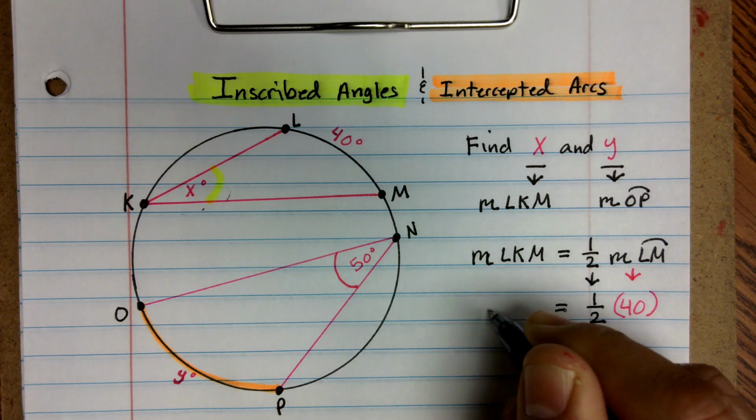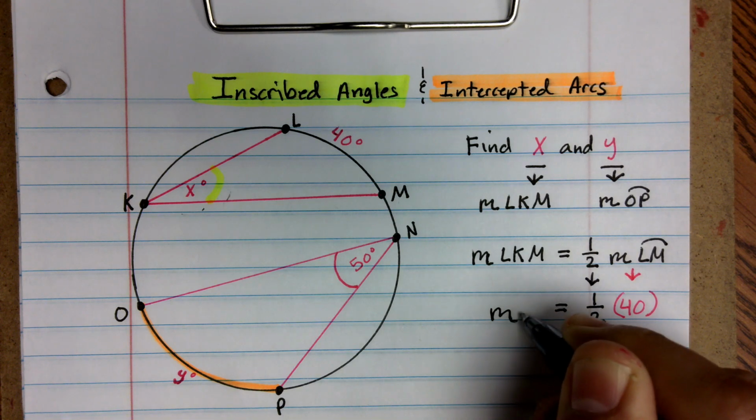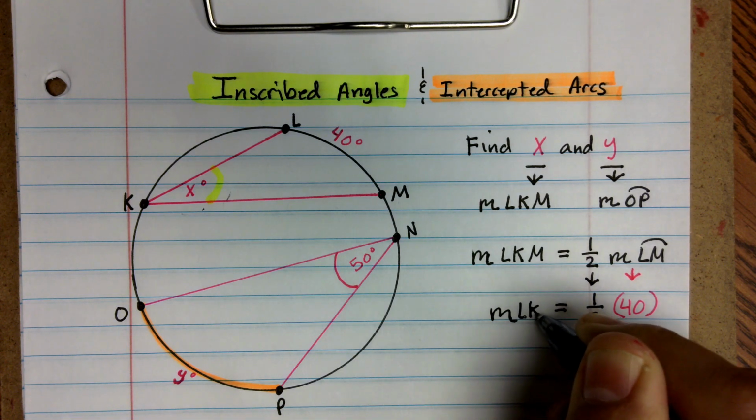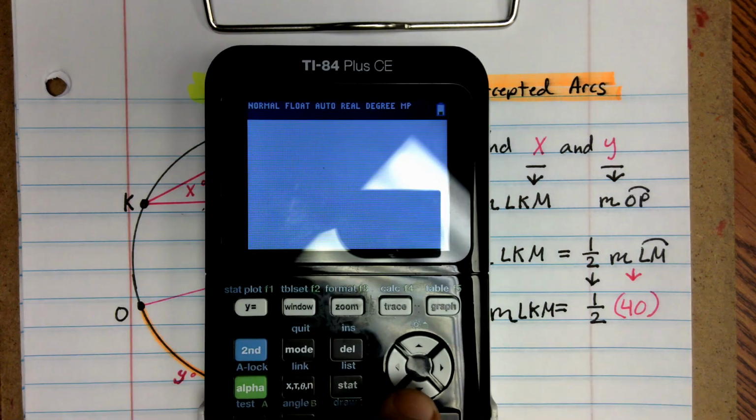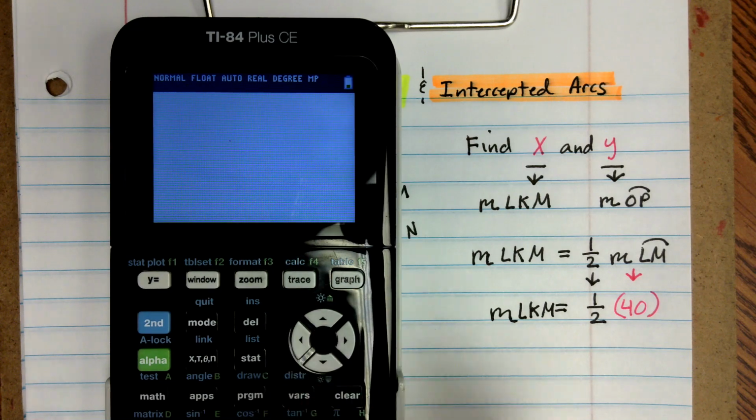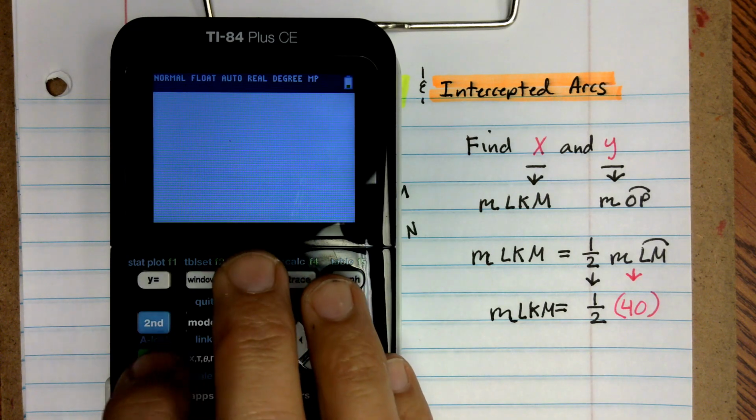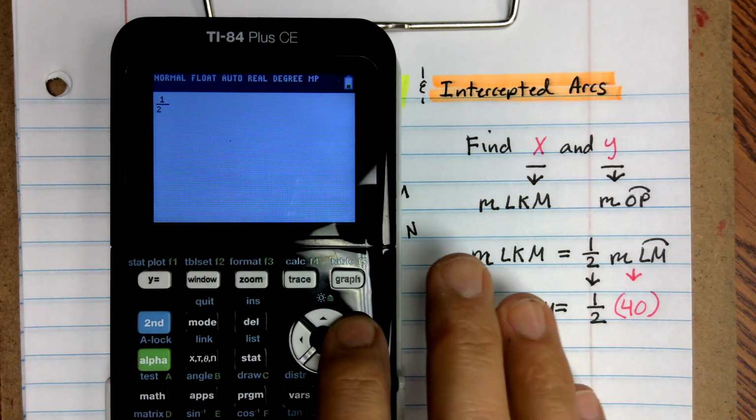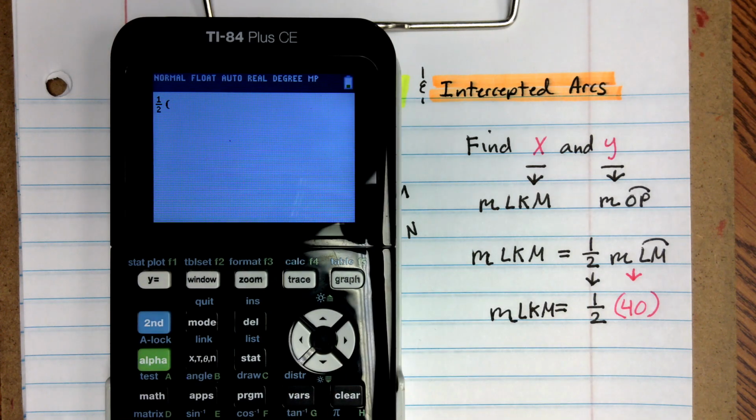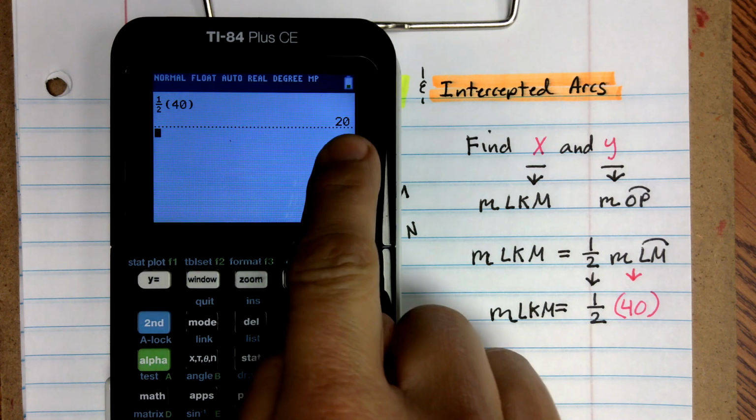And this is all equal to the measure of LKM. Now, if I put that in the calculator, and I know a lot of you are looking at it going, Mr. H, we could do that in our head. Well, that's fine. You can do it in your head. But Mr. H likes using the calculator. So I'm going to go ahead, hit alpha y equals, enter. Put in my fraction, 1/2. And then I'll put my parenthesis, and I'll put 40 in there. Hit enter, and notice it gives me 20.